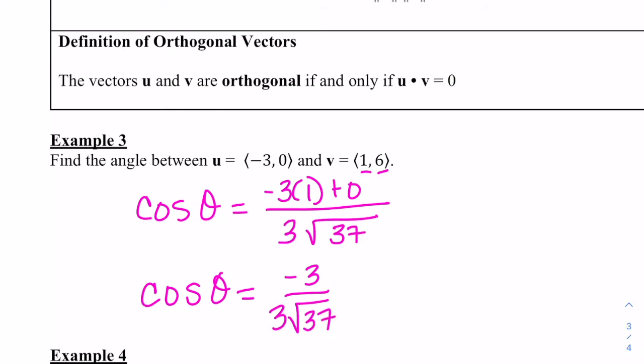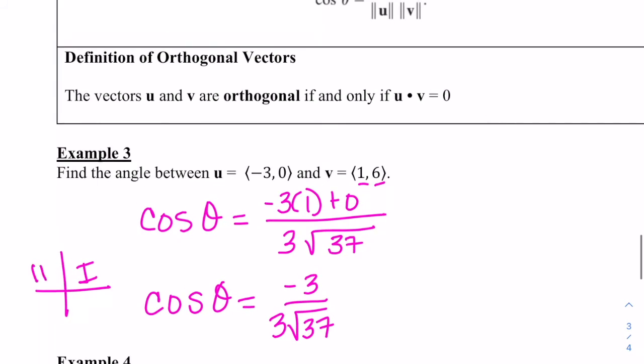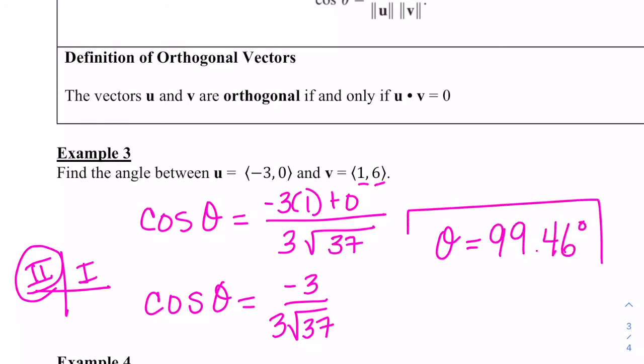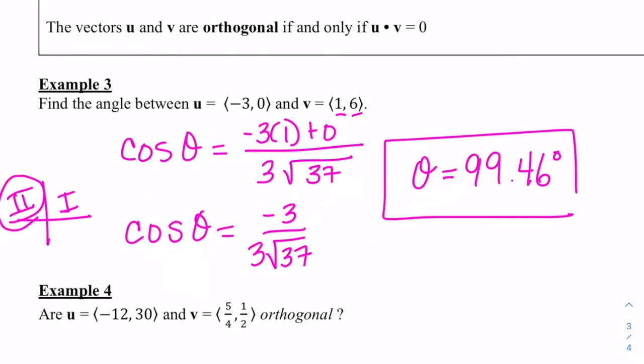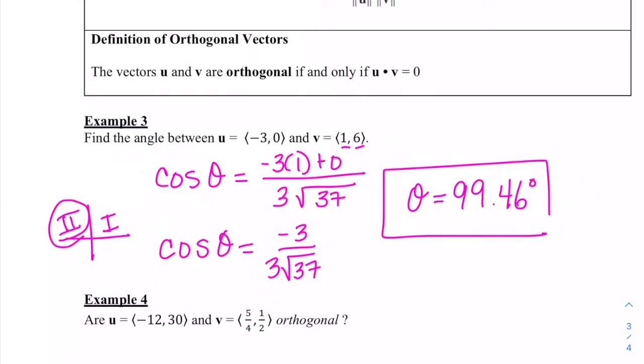But you know right away that the dot product is negative, so this has to be in the second quadrant. So we know that that's going to be an obtuse angle. All right, so using your calculators, you can find that measure really quickly, and that's 99.46 degrees.